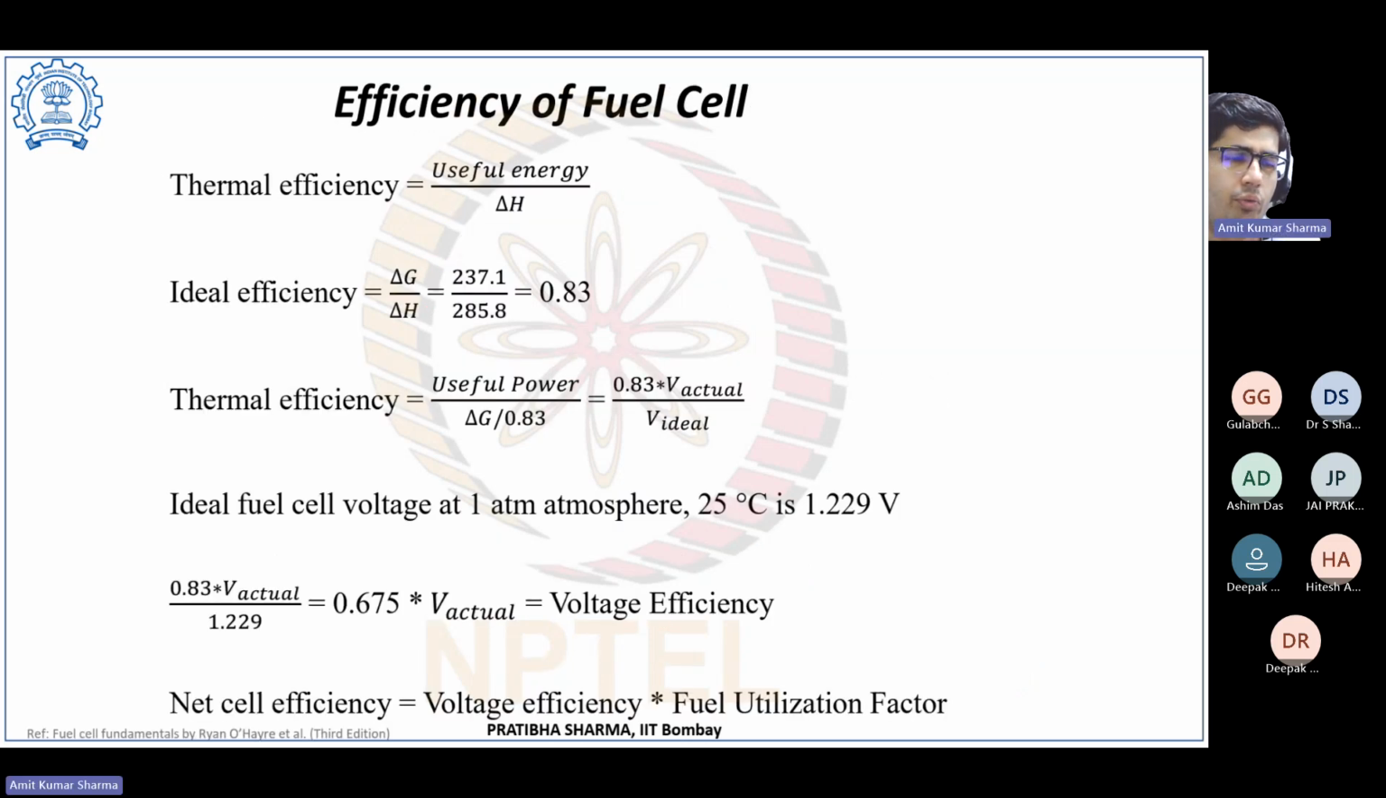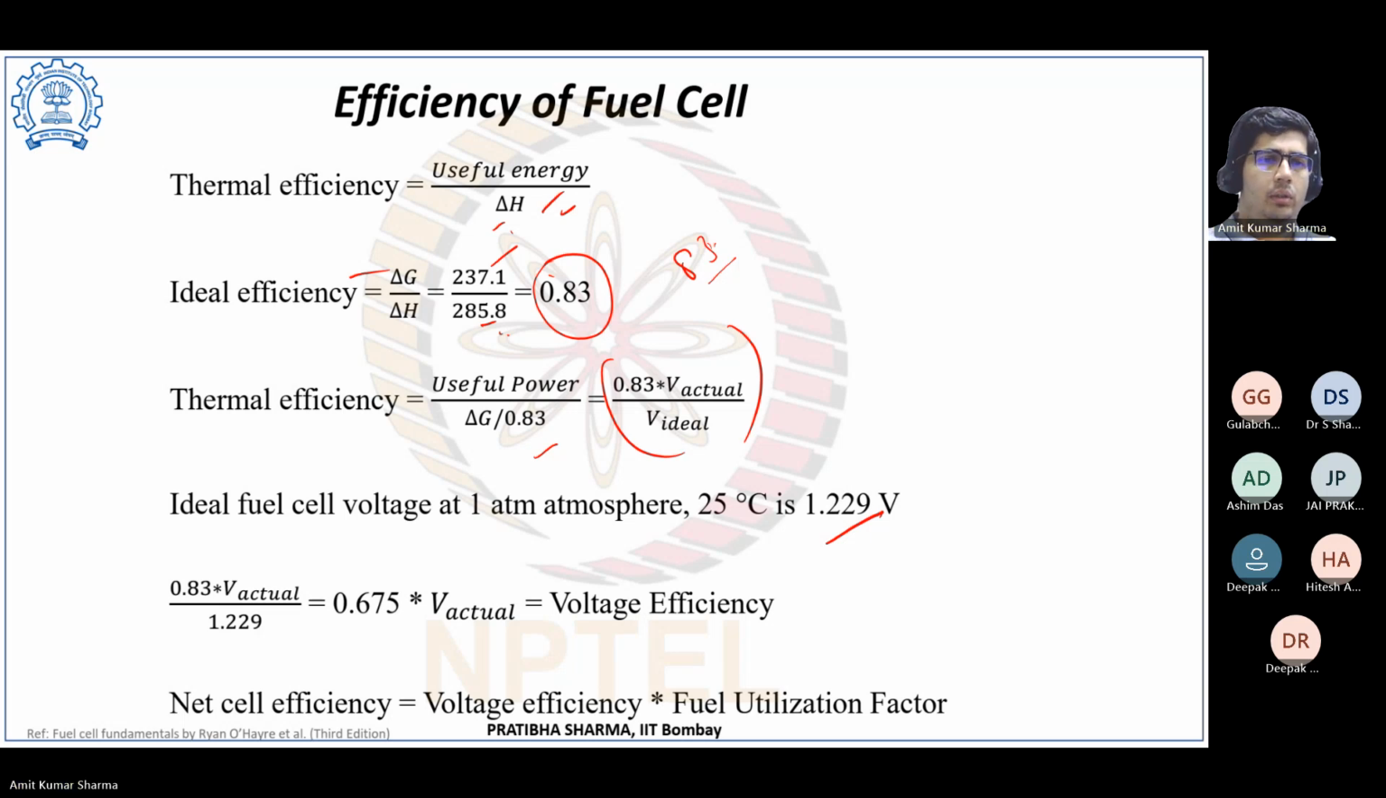Now thermal efficiency will be useful energy upon delta H. You can consider delta G as the useful energy, 237.1, and delta H as 285.8 for the enthalpy of formation of water. So the efficiency is 0.83, the ideal efficiency of 83%. Thermal efficiency is useful power upon delta H, 0.83 multiplied by V actual upon V ideal, and the ideal fuel cell voltage at 1 atmosphere and 25 degrees is 1.229, or 1.23 volt. If you put in this value, the efficiency will be 0.675 multiplied by V actual.